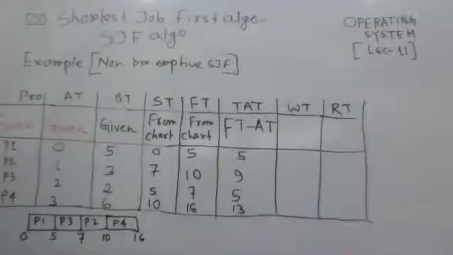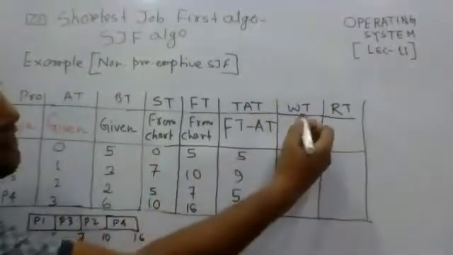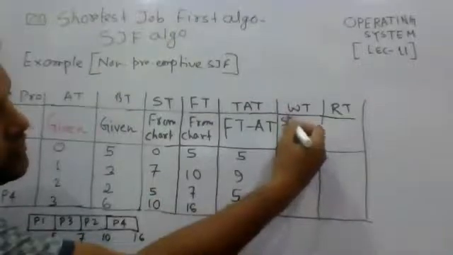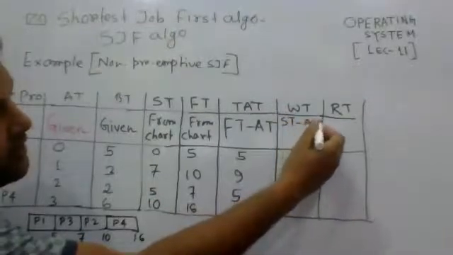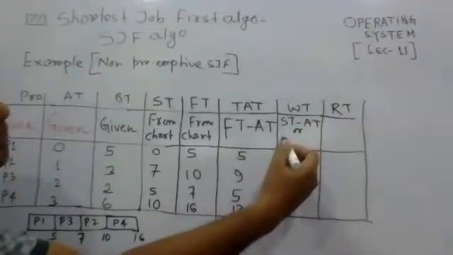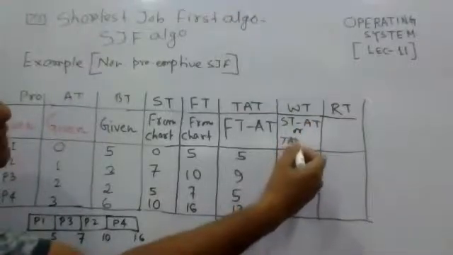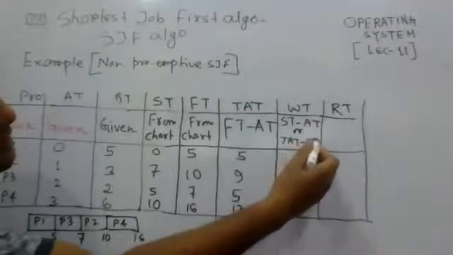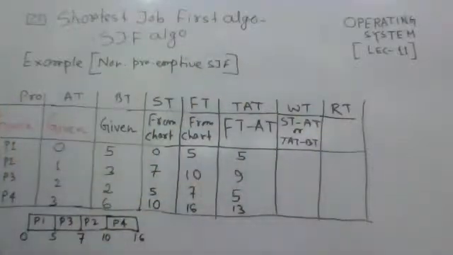Now what about waiting time? In case of waiting time, we know the formula: starting time minus arrival time. Or you can also use turnaround time minus burst time.